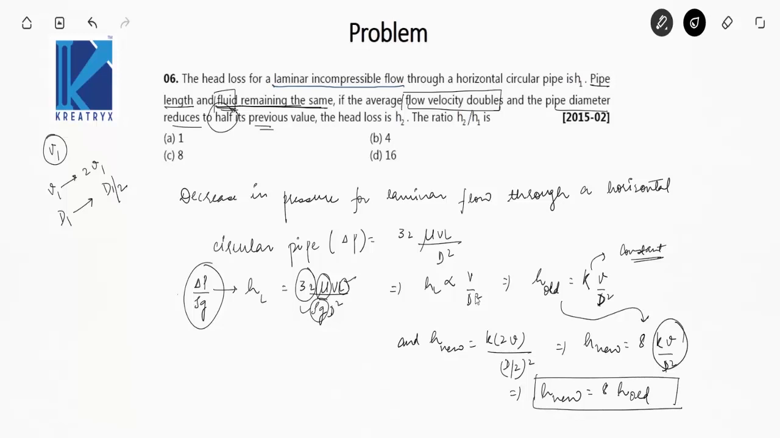And check whether we have to find H2 by H1 or H1 by H2. Do not commit this silly error. So we have to find H2 by H1, so the answer will be C. Also the options are greater than 1, greater than or equal to 1, so the options also say that you have to find H2 by H1. So the option will be C. I have solved the same question in the previous video also, a question based on the same concept.